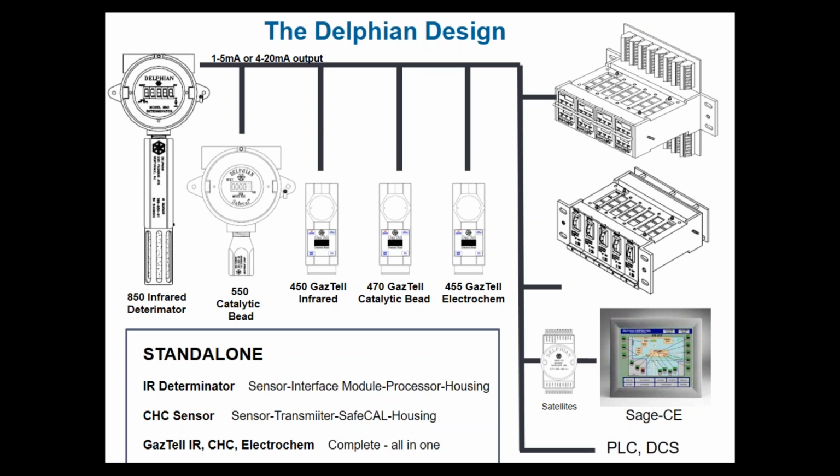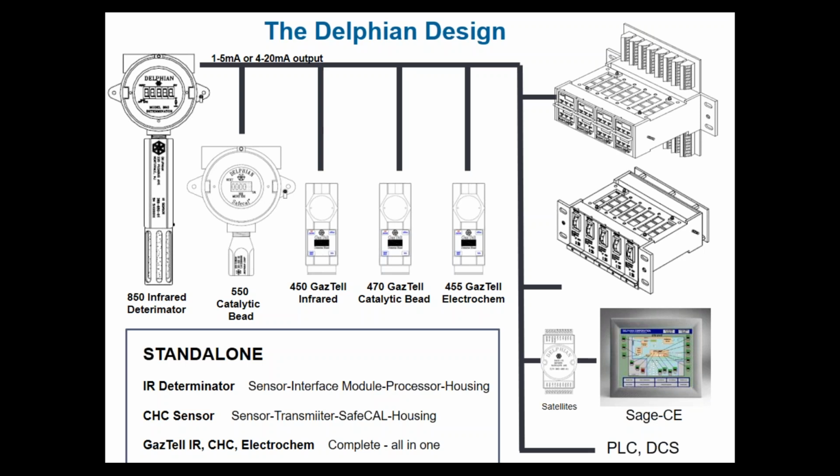As you can see on here, from left to right, we have the 850 system, which is the Terminator infrared, which is also the 850 model, which is the Remediator, which is for 0 to 100% by volume. We have the 550 catalytic bead with the SafeCal. We have the 450 model gas cell, 470 gas cell, which again is coming out as soon as FM gets off their horse and gives us the performance rate approval. And then we have the 455 model electrochem.